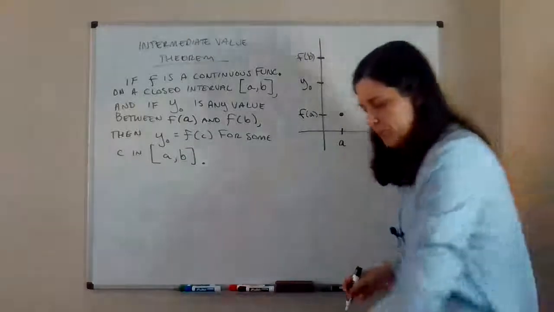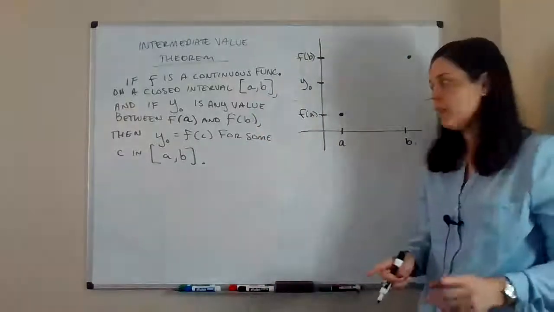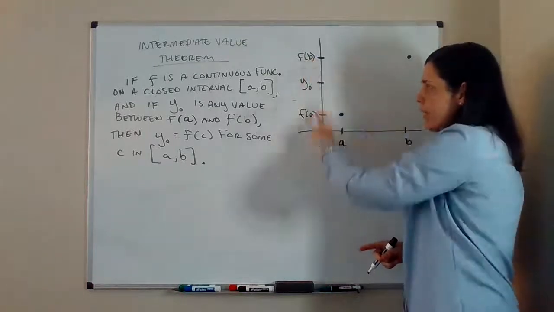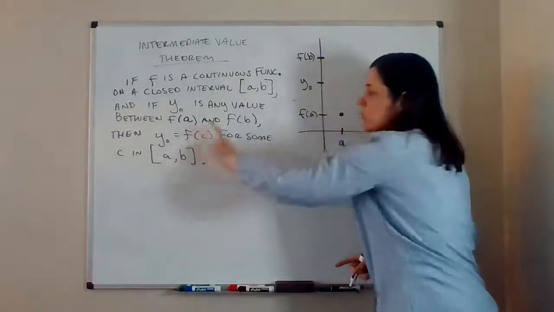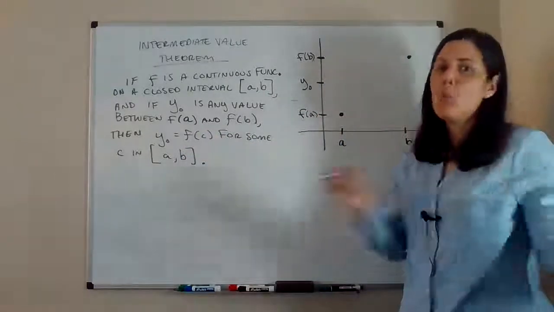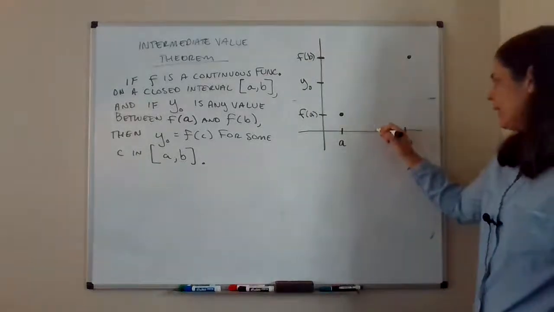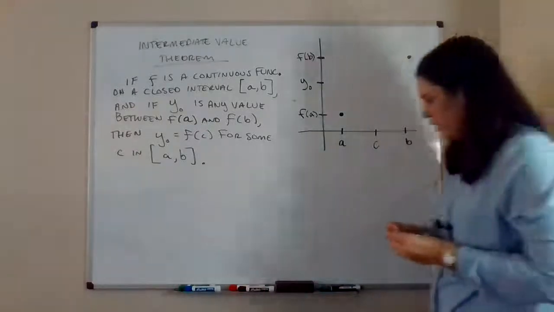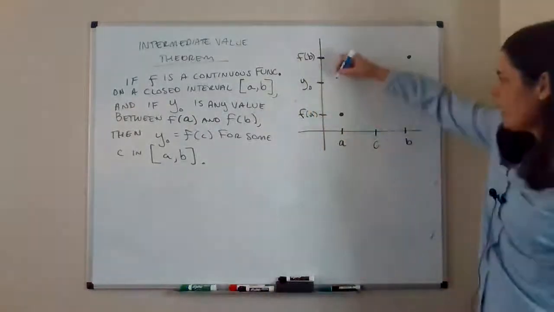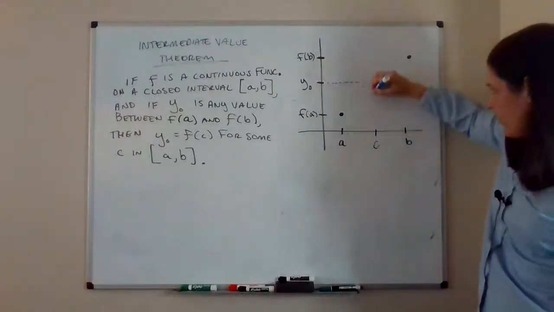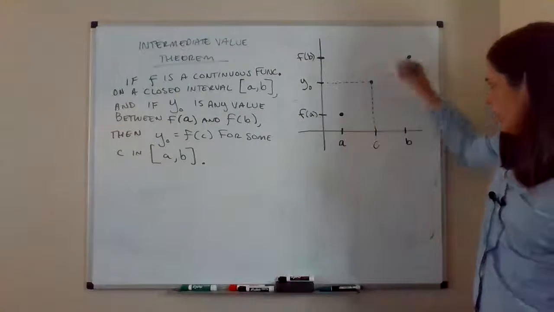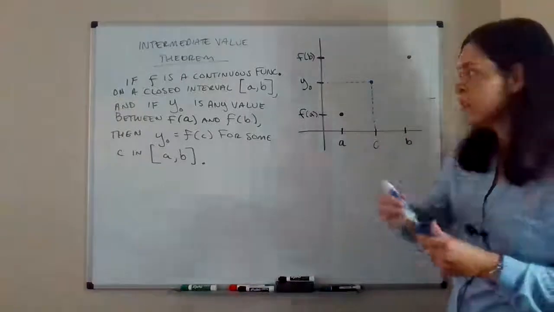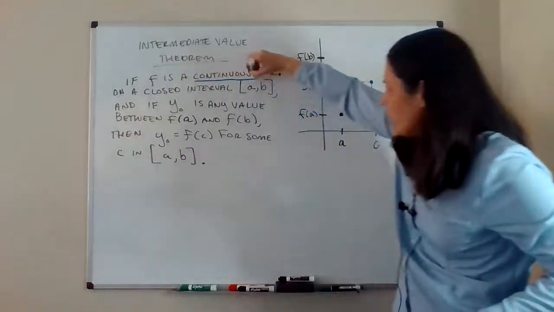All right, now the claim is, if y naught is between f of A and f of B, then y equals f of C. Y equals the output for some number in here. Why can I say that that's true? This theorem is claiming that this y value came from some x value. Why am I allowed to say that's true? Why is this theorem going to work? Right here, this one word right there.